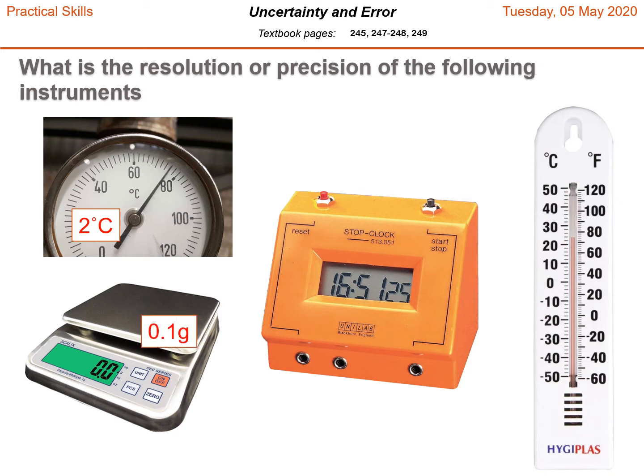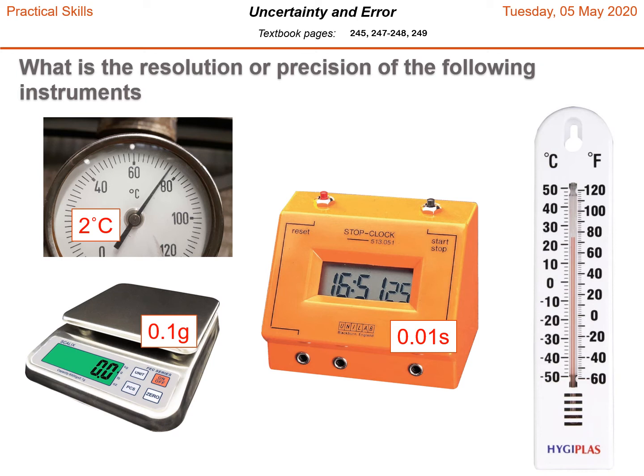The digital balance is very straightforward at 0.1 grams. The stop clock is 0.01 seconds or 10 milliseconds. However, this is rarely the uncertainty that we get in the measurement of time, because often timing is done by hand, and therefore human reaction time becomes a factor. Human reaction time is typically about 0.2 seconds.